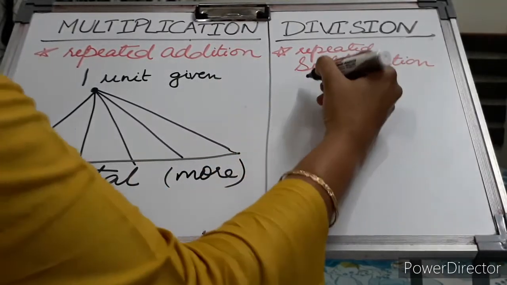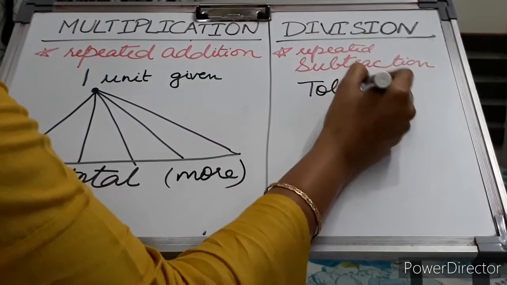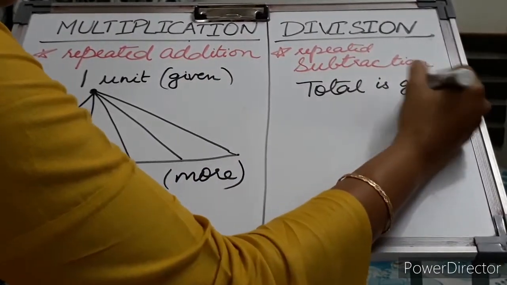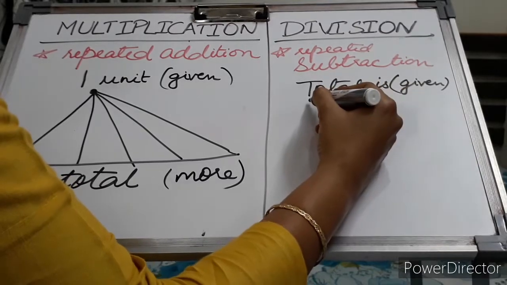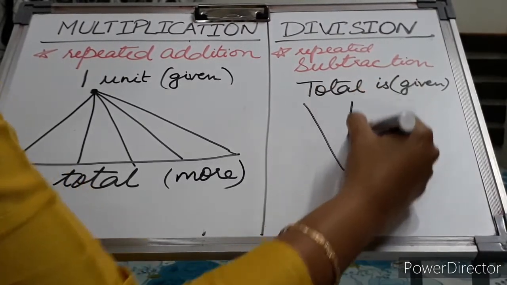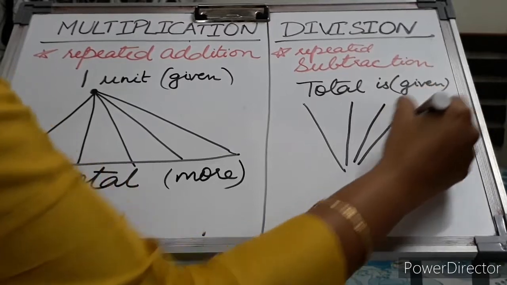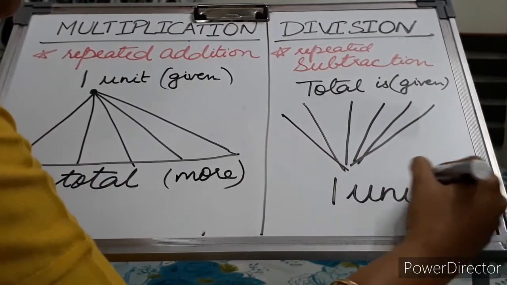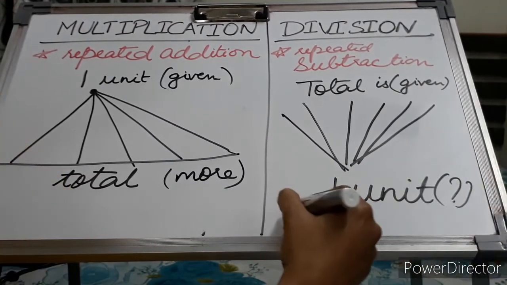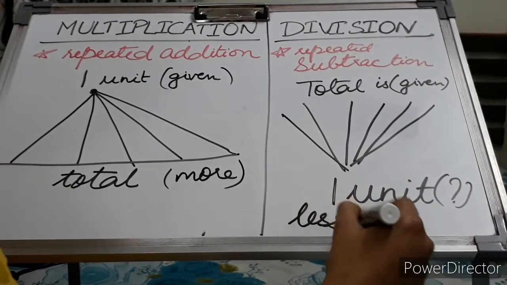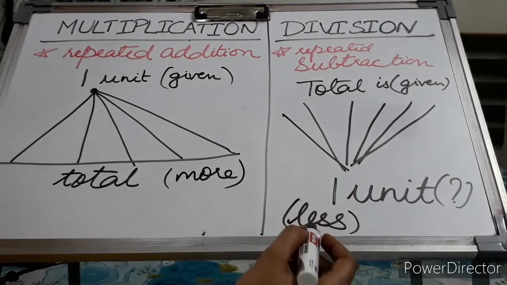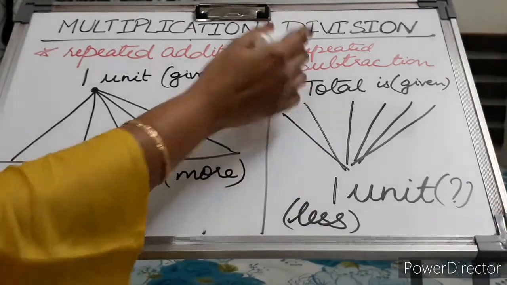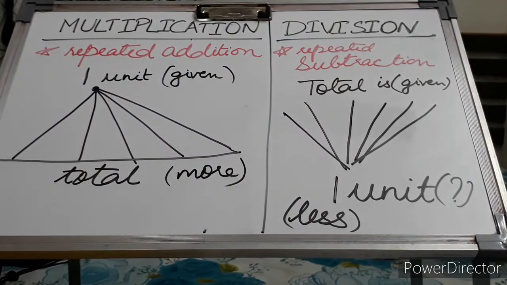And whenever total is given, that means we have to find for one thing. Total is given and we have to find for one unit. Whenever we have to find for a smaller number of things, for one thing, one unit, then we have to do the division. So let's understand with the examples.